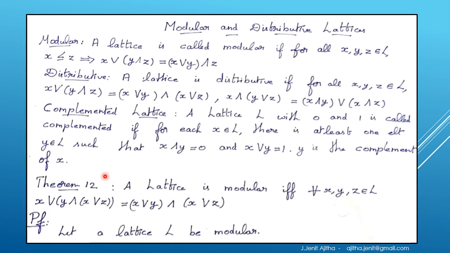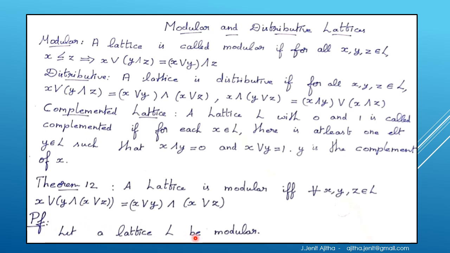And next we shall see some theorems based on these lattices. A lattice is modular if and only if this equality holds. So this theorem gives the necessary and sufficient condition for a lattice to be modular. Then we'll see the proof.